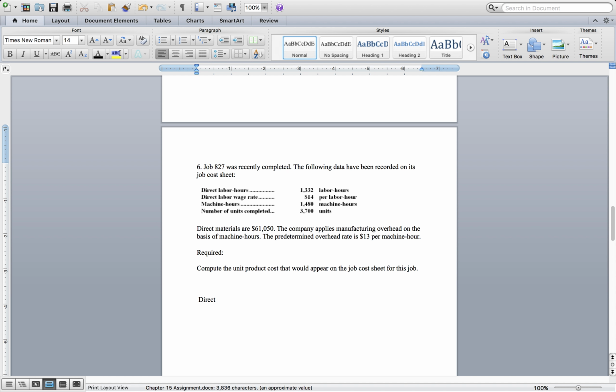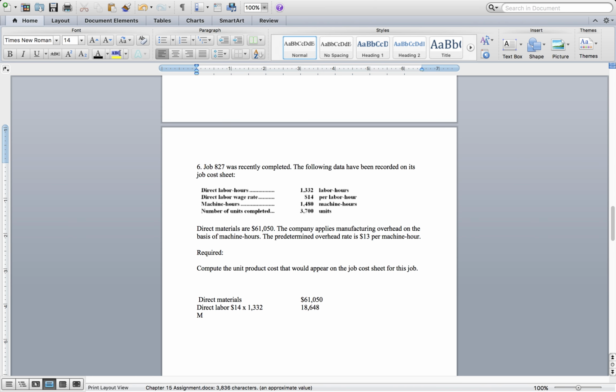which is given to us at $61,050. The next thing we need is our direct labor. Now remember, that's $14 per direct labor hour, and again, multiply by how many direct labor hours there are, which is 1,332. So again, we multiply those together, and that'll be $18,648.